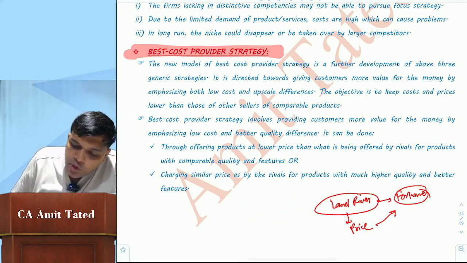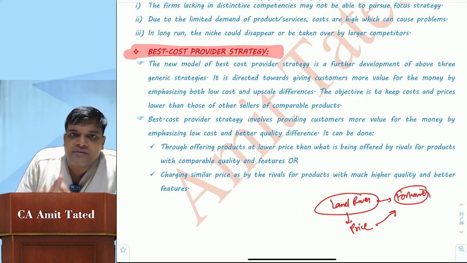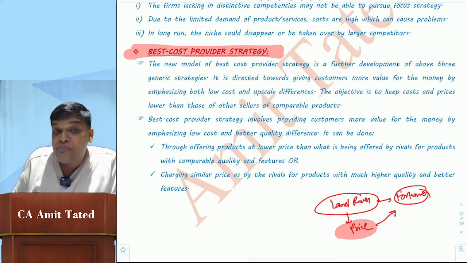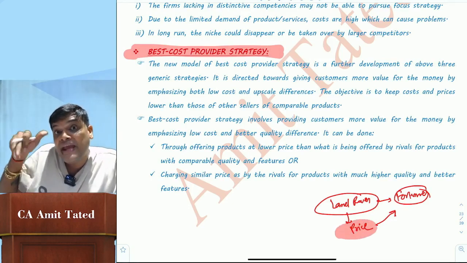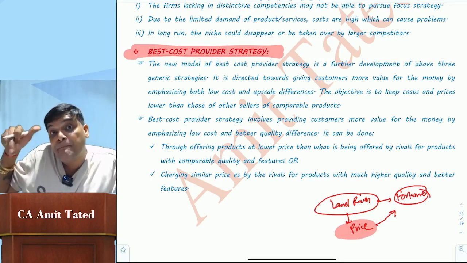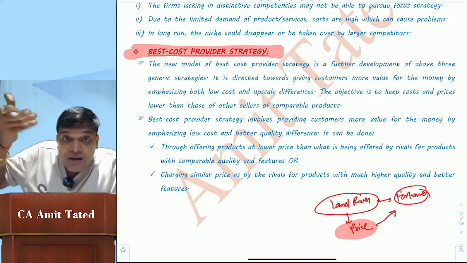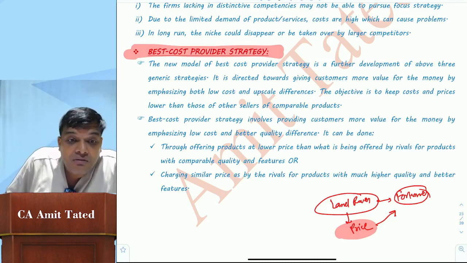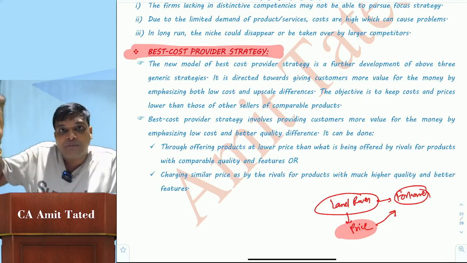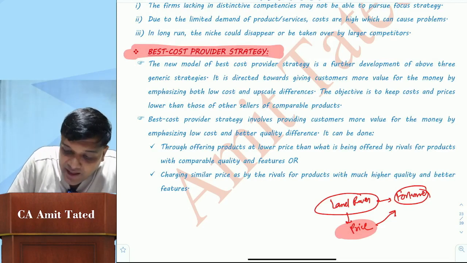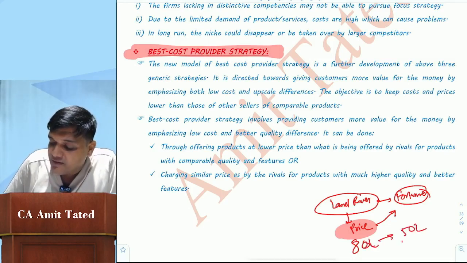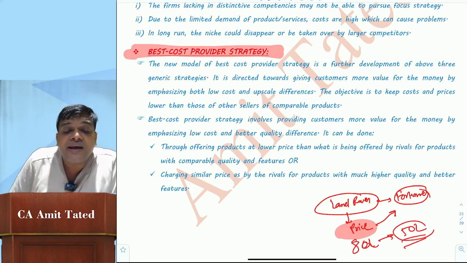Now, do you think it is like this? Or do you think that because of this strategy, my premium customers who are paying more will now also pay me less? Are you getting the point? Is my question understood? The premium customers of Range Rover were paying me 80 lakhs. Now because of this, they will be paying me 50 lakhs. If I use focus cost leader, it is very difficult for me.